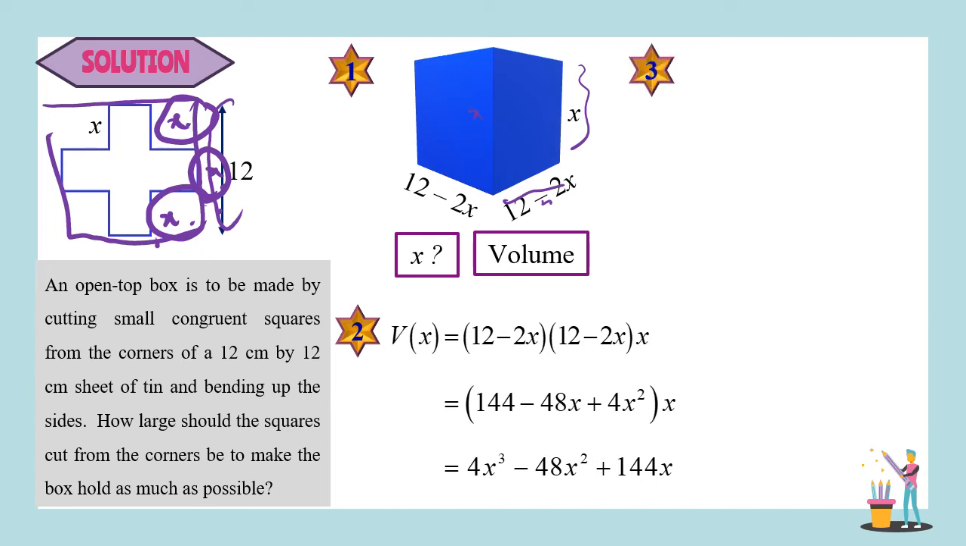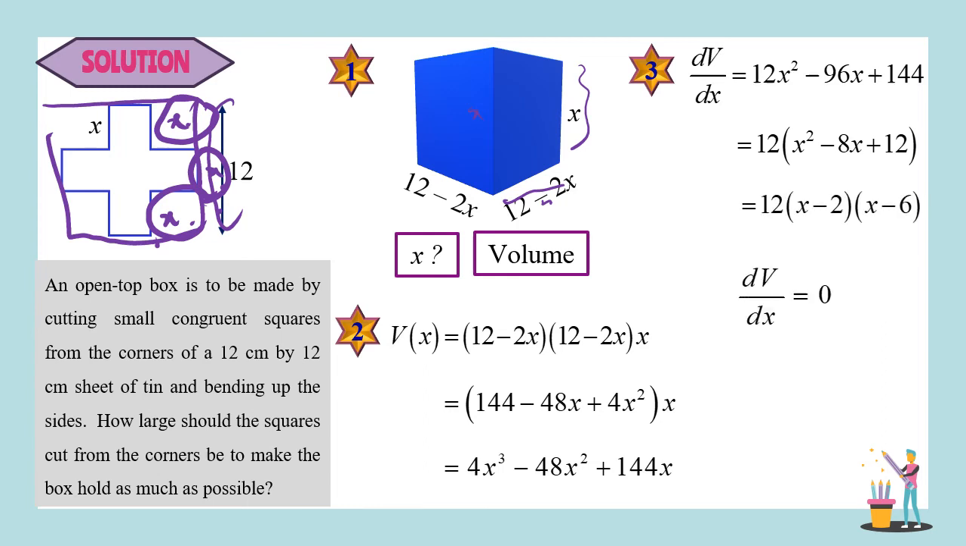How to solve? What we need to do is to maximize the volume. That means we have to find the first derivative of the volume. So differentiate V. So we get 12x squared minus 96x plus 144. And then solve it to find the value of x here. So we can equate to 0. After we factorize, what we get is 12 multiplied with x minus 2 multiplied with x minus 6 equal to 0. So what are the critical numbers here? We get x equal to 2 and x equal to 6.